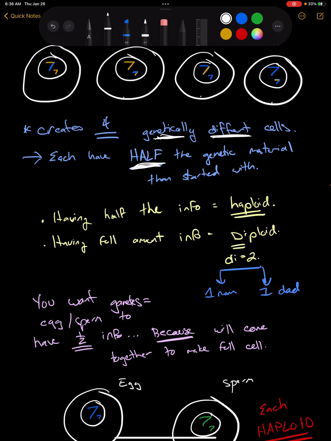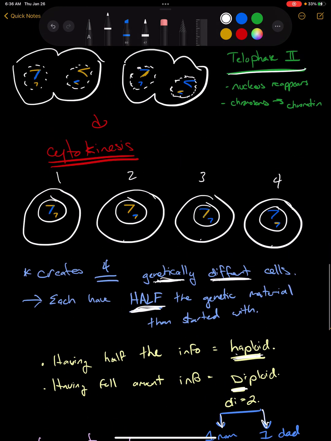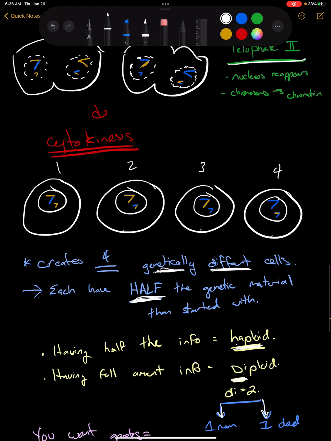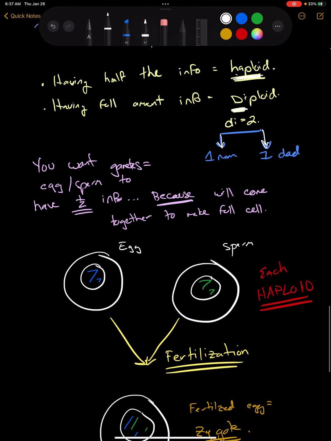Because, vocab word, having half the info is called haploid, and having the full amount is called diploid, which is easy because di means two, and I get one from mom, I get one from dad. Now, these cells right here, these are my gametes. Don't forget, gametes is just a fancy word for egg and sperm, okay? I just made either 4 egg cells or I made 4 sperm cells.